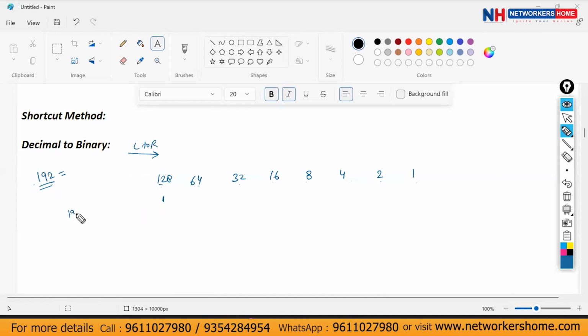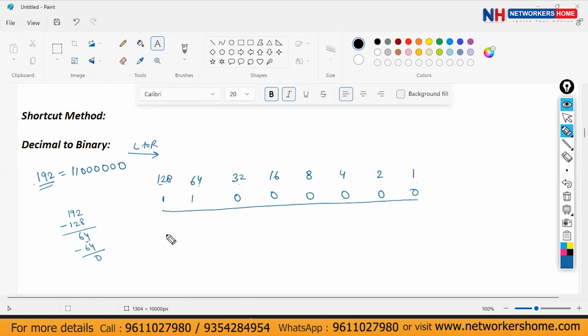And now the next step is just to subtract this value. What will be the value? It will give me 64. Now I need to compare 64 with the next value. If I compare 64 with 64, equal means I'm going to write 1, correct? And then again subtract, 0. No more value left means all other values will be zeros. And this is your binary value, 11000000.